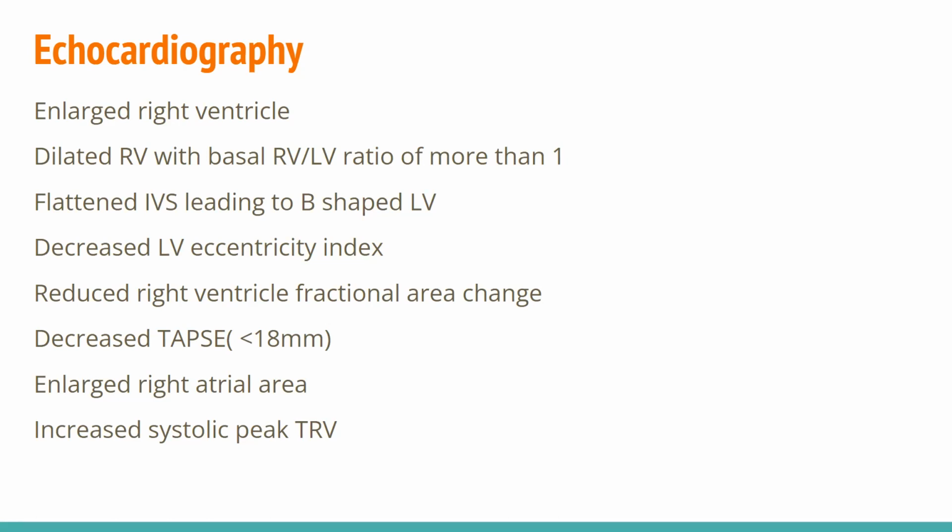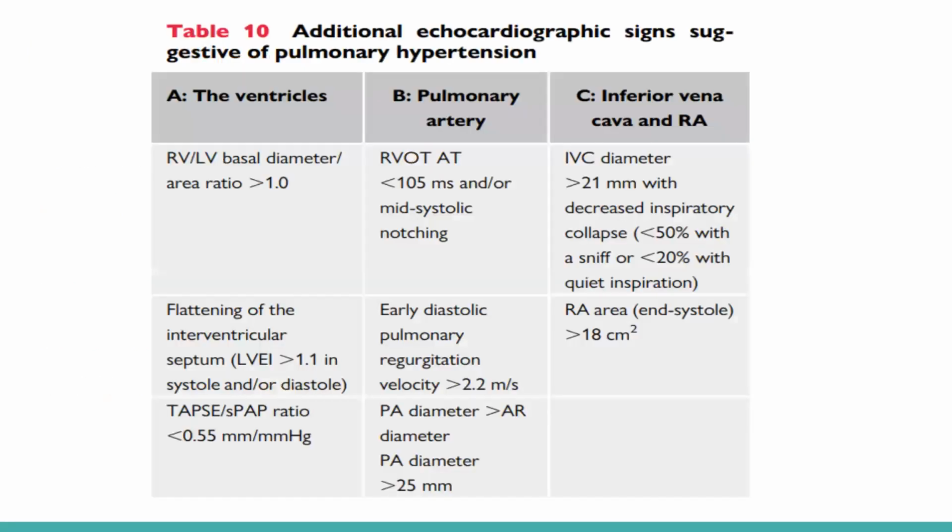If it is a forced inspiration, then the collapsibility is less than 20%. If it is minimal, then it is 50%. Then reduced right ventricular fractional area change of less than 30%. Decreased TAPSE. Then afterwards, enlarged right atrial area of more than 18 centimeters square also is seen. So these are some of the additional echocardiographic signs which have already been told to you.